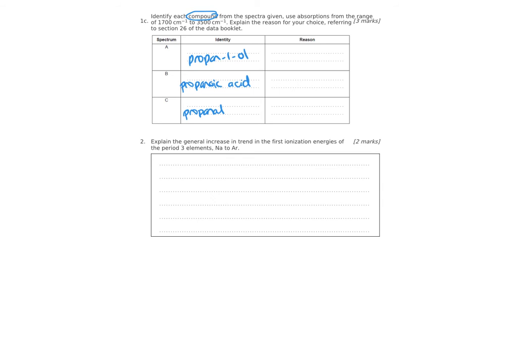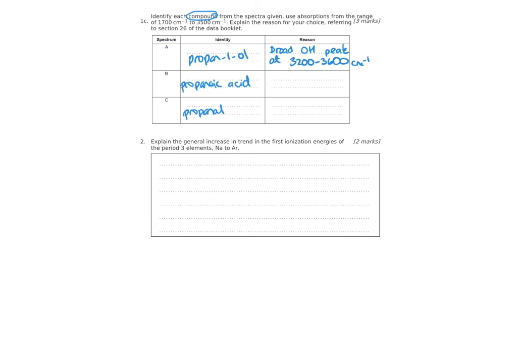Now, how did I know that? Well, I know this has a broad OH peak, and that you have to say the range as well. You can say the number it's on. I would say the data book range, just to be on the safe side. You'll always get the mark for that. So this peak will be at 3200 to 3600 centimeters minus 1.